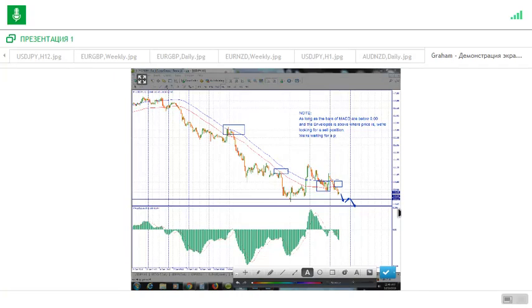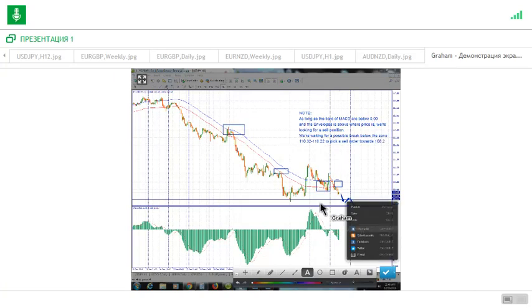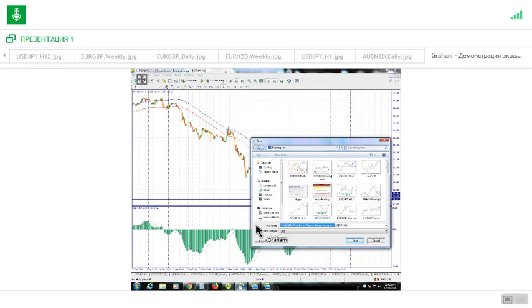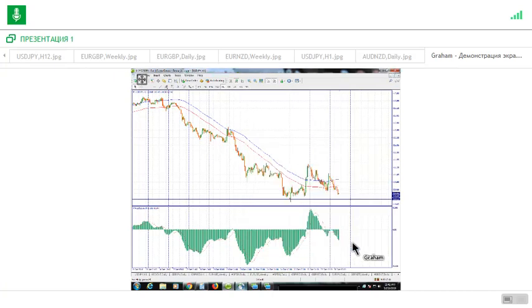We are waiting for a possible break below the zone 110.32, 110.22 to pick a sell order towards 108. So we've already mentioned everything, and this is a good sign here, and that's something which you are going to put somewhere so that you're able to refer to it at some point in the future. So that should be it for the class.